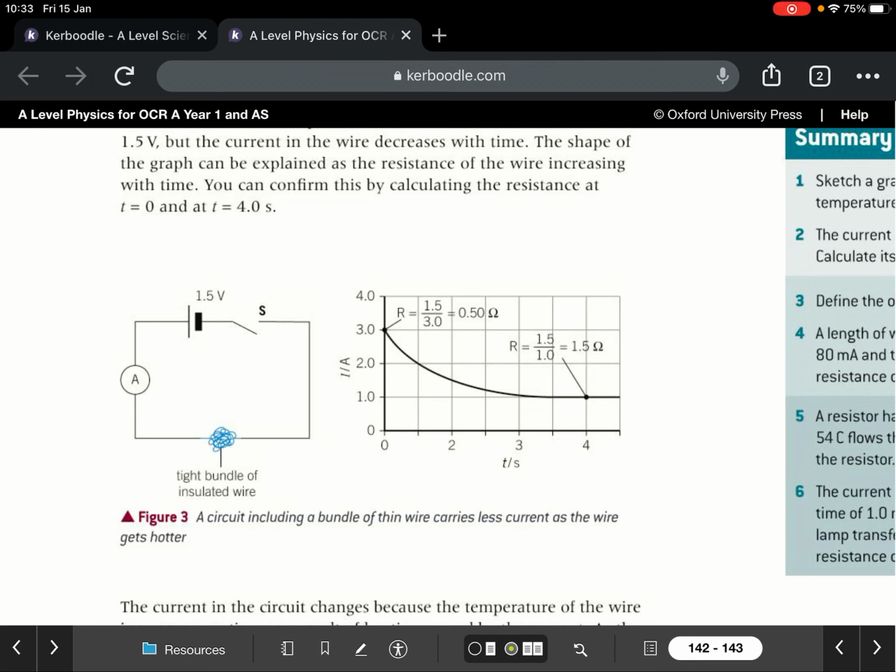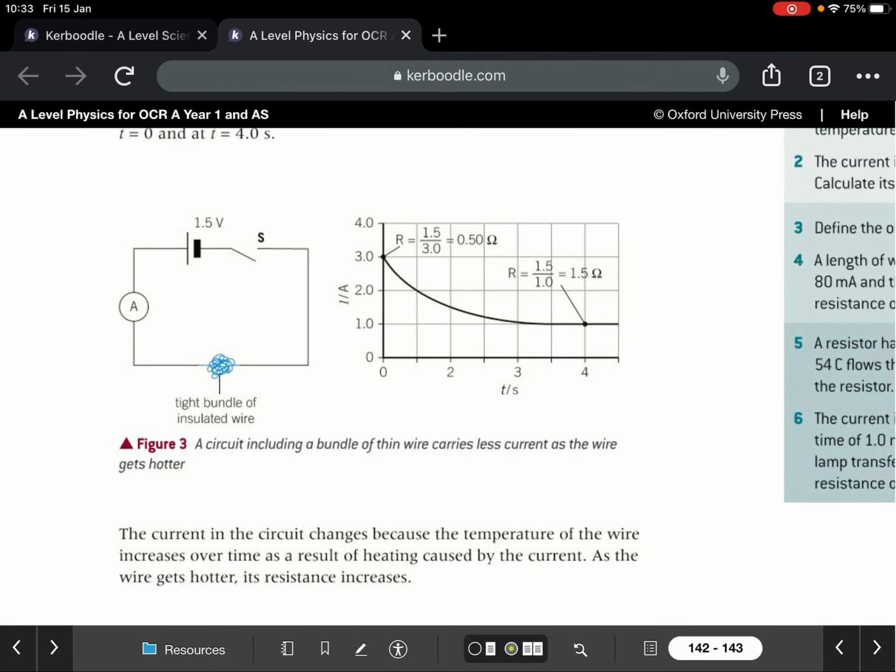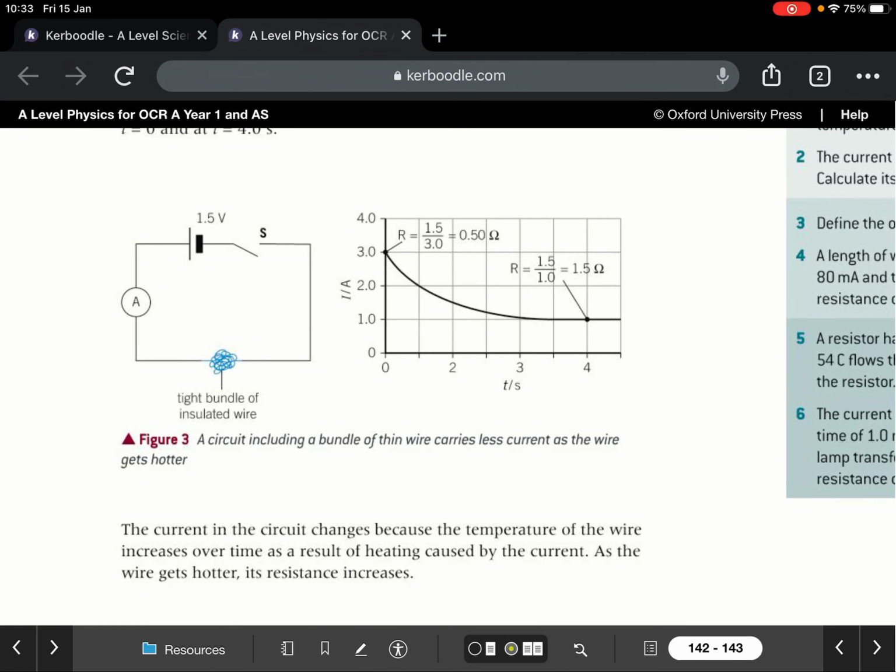Now the reason that has happened is that the wire will get hot. And as the temperature of that wire increases, its resistance also increases. Now I know there are things like thermistors, which we will look at later on, where the opposite is true. However, unless you are looking at a thermistor, everything else pretty much, as it gets hotter, the resistance increases. So that's just our general rule. So if we scroll down, the current in the circuit changes because the temperature of the wire increases over time as a result of heating caused by the current. As the wire gets hotter, its resistance increases.